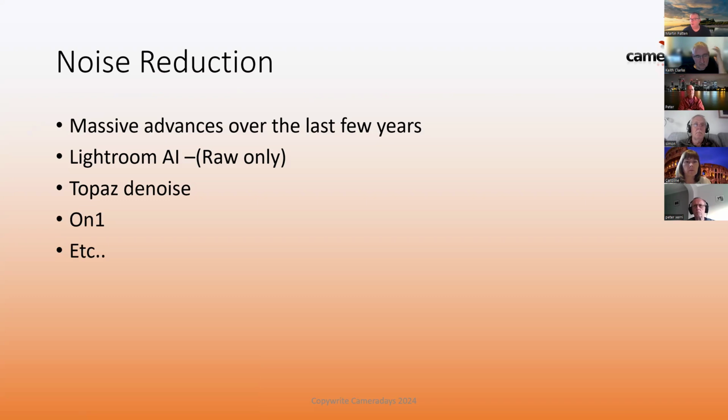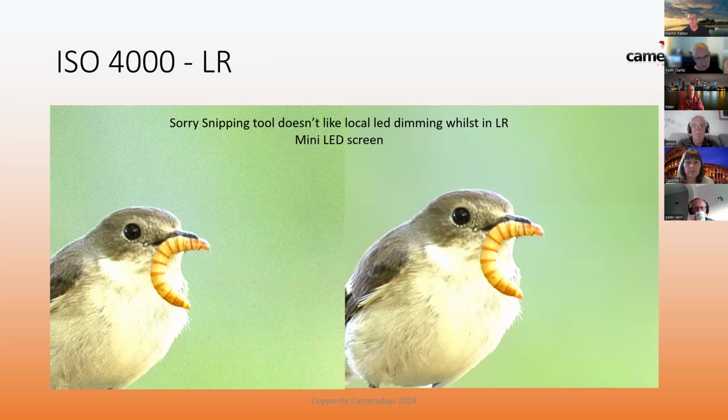Things like the new AI version of Lightroom, which does only use your own pixels. It's not a generative one. Topaz, lots of people use. I've got that as well, and it works pretty well. ON1, and there's lots and lots of other solutions. I didn't want to go through all of them. And I'm going to apologize for this. I have a mini LED monitor. It doesn't matter what that means. It's got lots and lots of backlights. And for some reason, the snipping tool and Lightroom, it doesn't like my mini LED screen, and it does some very odd things with the highlights, which is completely bizarre. So ignore those. But look at the noise reduction, and the difference in the background is dramatic.